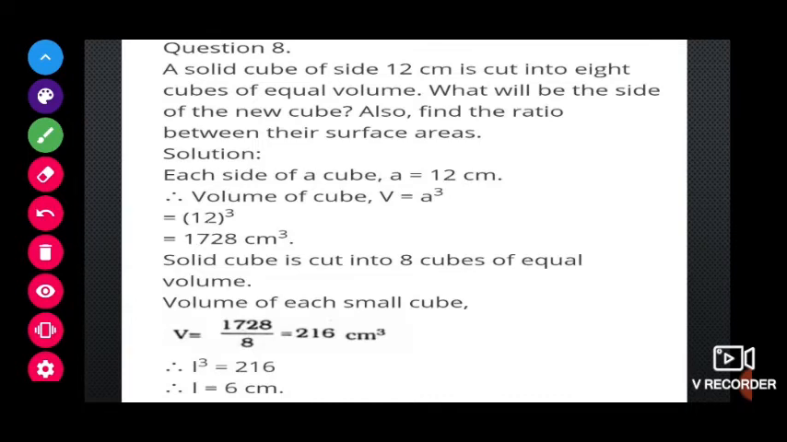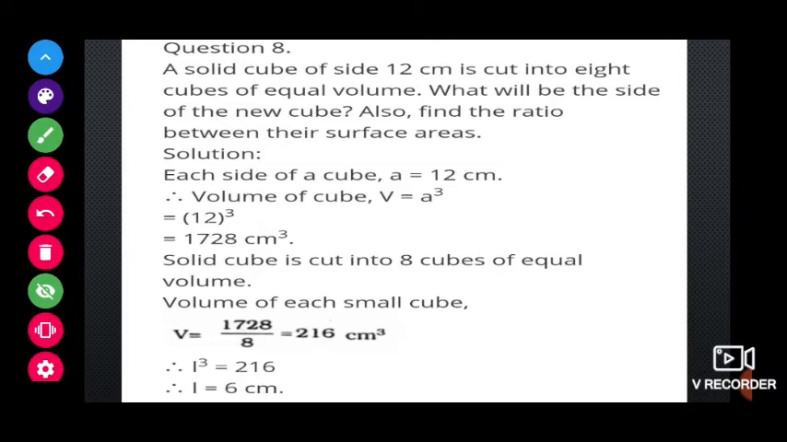That's it, children. Next, question number 8. A solid cube of side 12 cm is cut into 8 cubes of equal volume. What will be the side of the new cube? Also find the ratio between their surface areas.